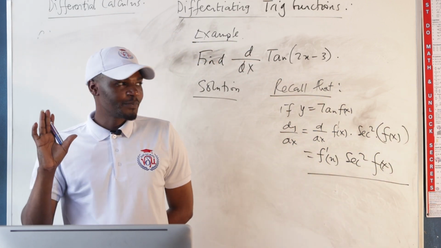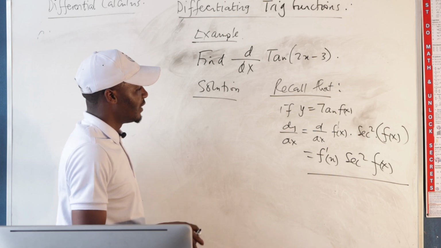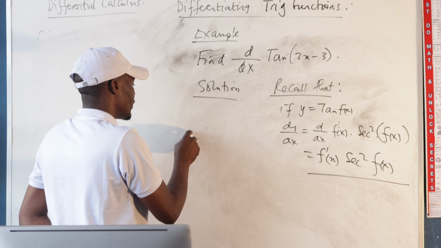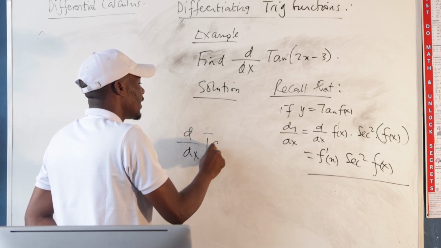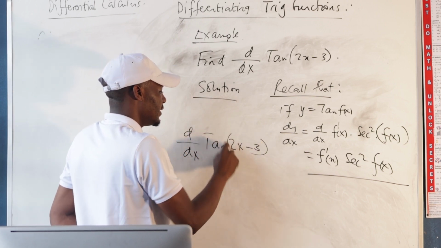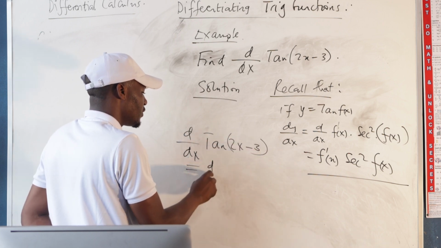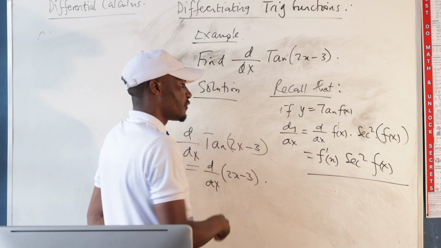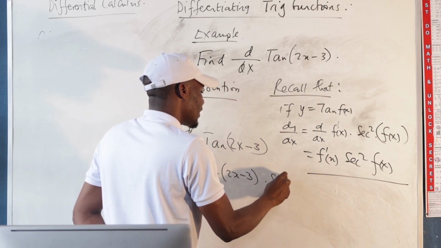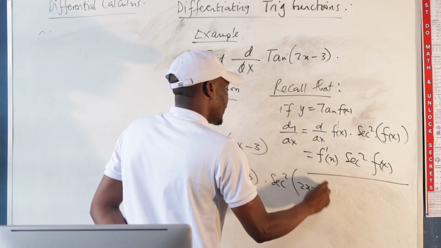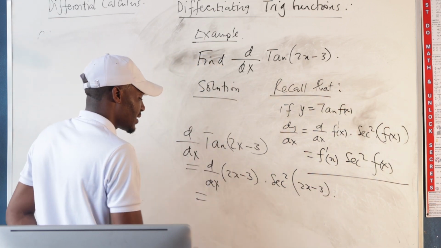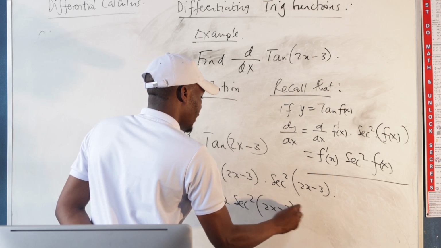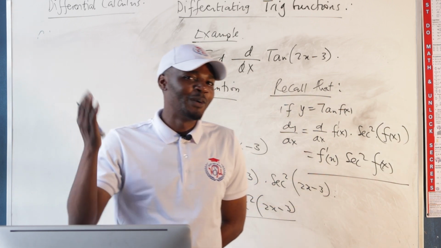Okay, so the next thing that we have to do here, in this case, we have the derivative of tan of 2x minus 3. So the derivative of tan of 2x minus 3 is equivalent to, the first thing that we have to do, we need to find the derivative of 2x minus 3. Once we have the derivative of 2x minus 3, we then multiply by sec squared of 2x minus 3. So the derivative of 2x minus 3 straight away gives us 2 times sec squared of 2x minus 3. That will be our final solution.